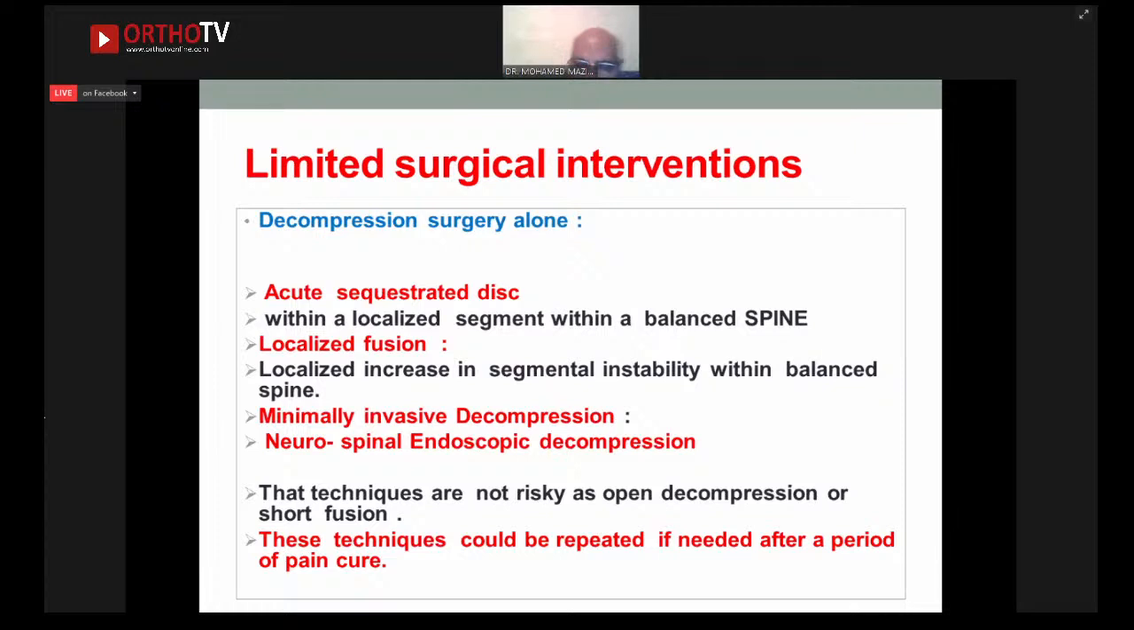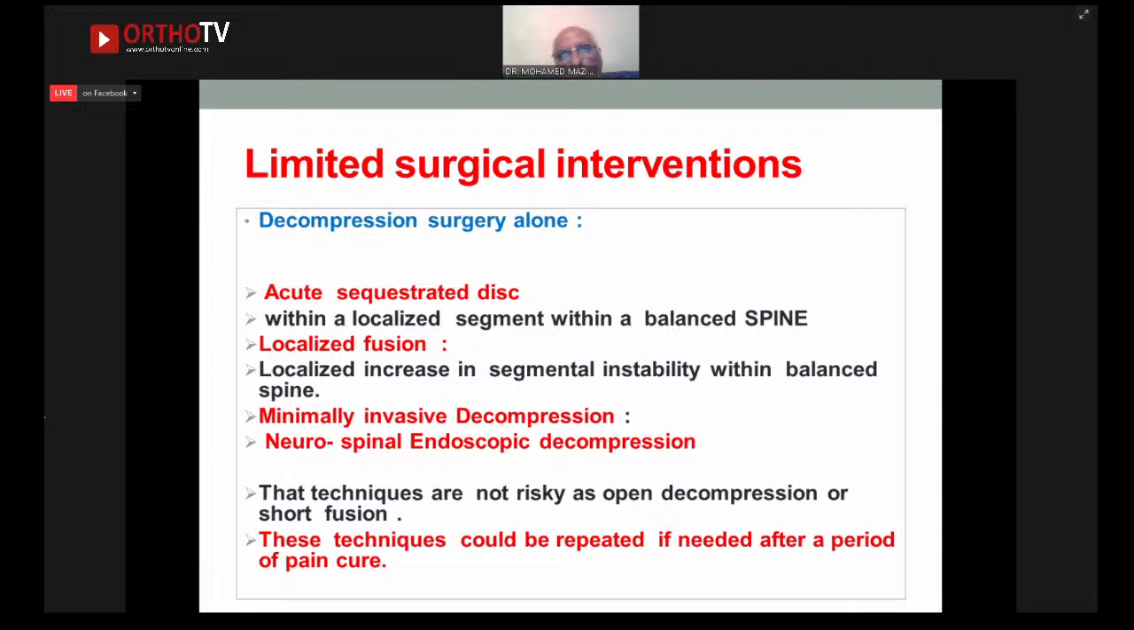You can do minimal intervention by open surgery. If the condition is associated with segmental instability, in this condition we have to do localized fusion. Localized fusion for segmental instability within a balanced spine means short segment fixation for this segment, not necessarily doing whole correction as we see abroad nowadays.